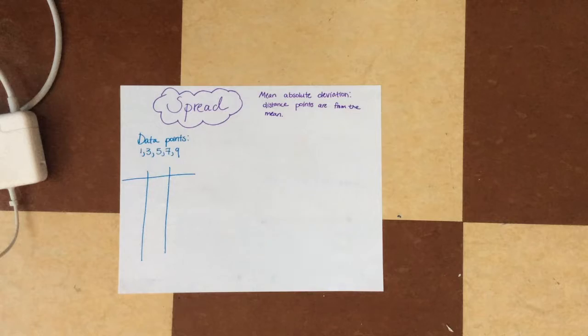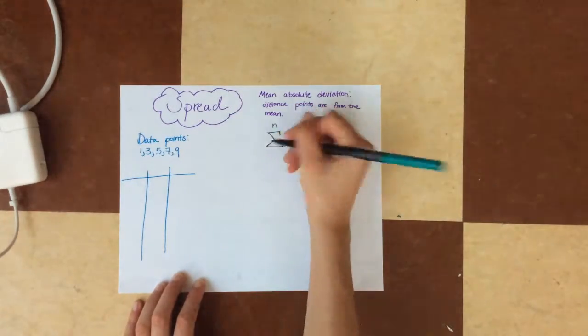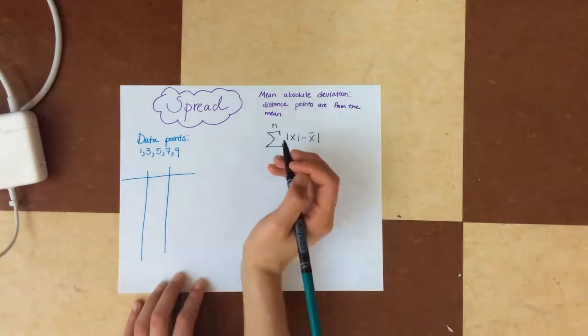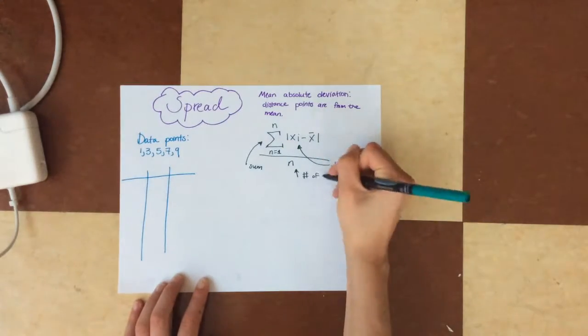These are our data points. We're going to make a table to better organize them and to help us find the spread. This is the equation for mean standard deviation. These are what the variables represent.